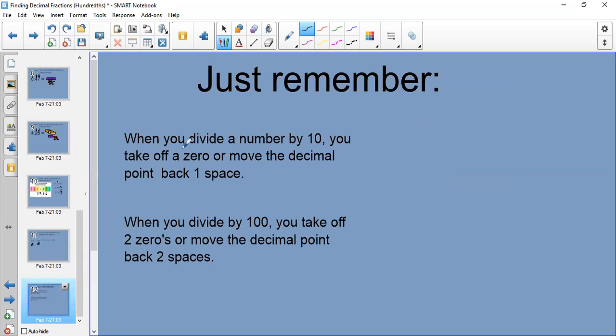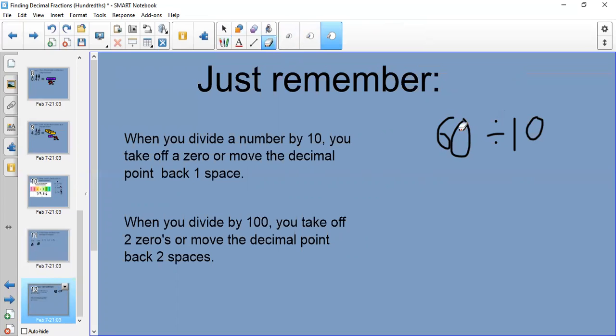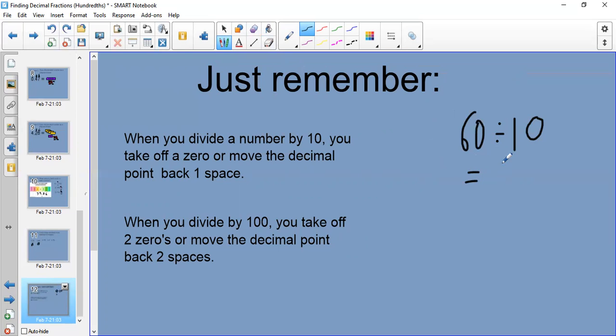Now, just before I end the video, a quick reminder: when you're dividing a number by 10, which, you know, counts as a tenth, which we've been looking at, you just need to remember to take off a 0 or move the decimal point back 1 space. So if you've got 60 divided by 10, you can use your times tables to help you work that out by using the 6 times table or asking yourself how many 10s go into 60. But if you just knock off a 0, then you will get your answer, which is 6.